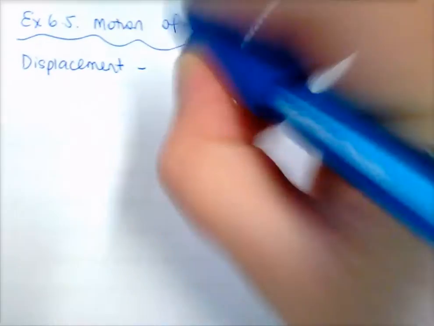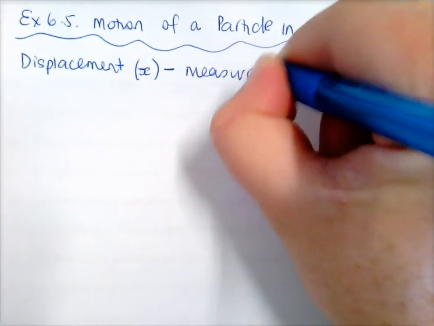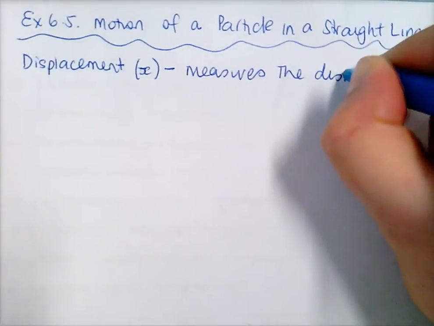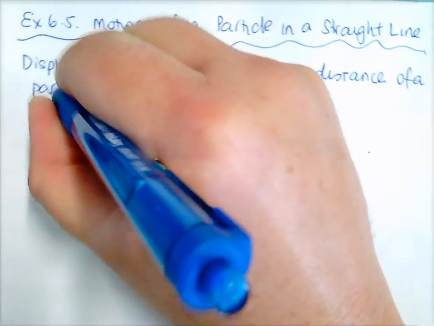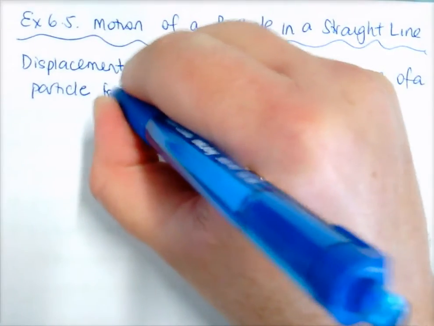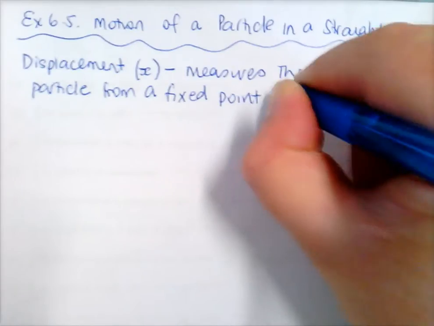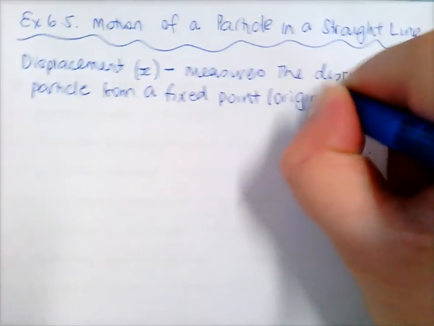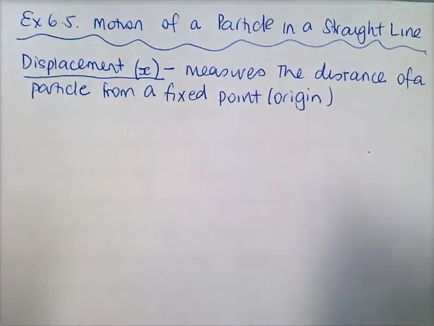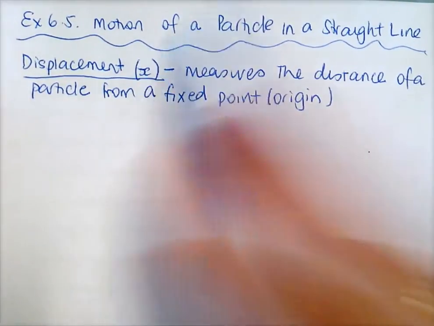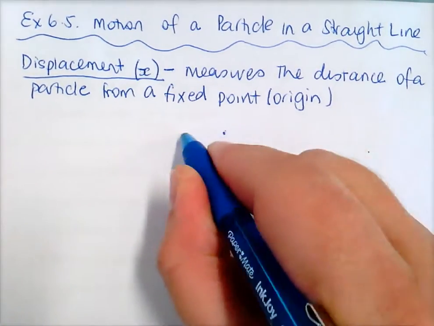Displacement. So displacement is x, and it measures the distance of a particle from a fixed point, known as the origin. Okay, displacement, that's the first quantity we'll look at. It measures the distance of a particle from a fixed point, or the origin.